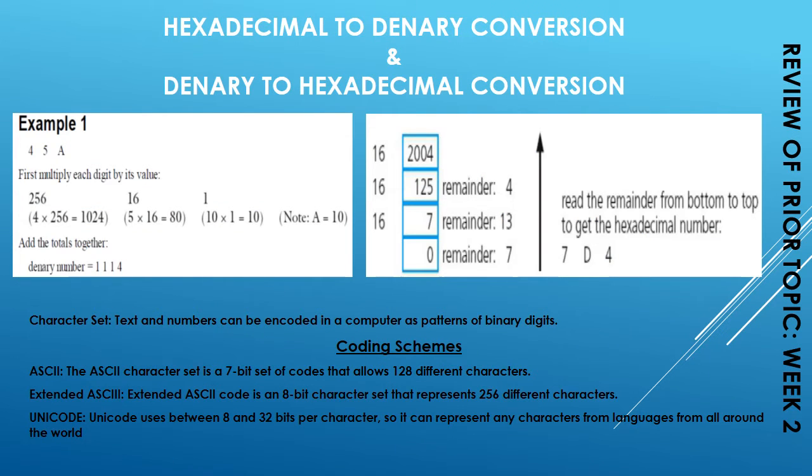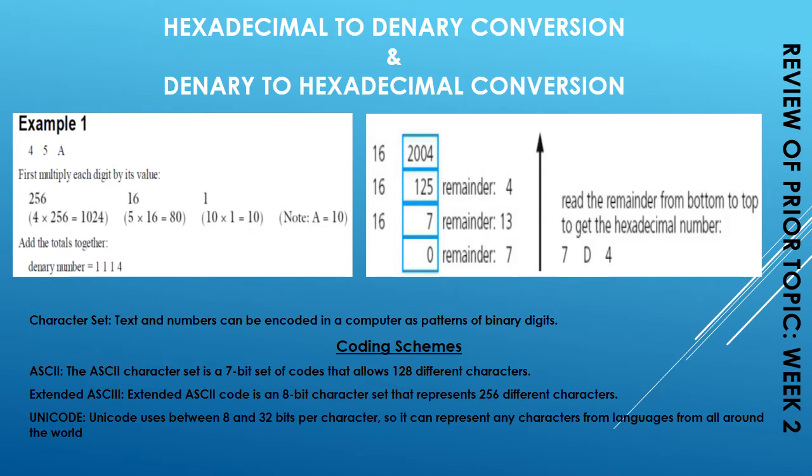Then to convert a given hexadecimal number to the equivalent denary number, we used the hexadecimal notation method. So in example 1, the question is 45A. We will first multiply each digit with its value, that is its hexadecimal notation value. We will add the totals together to get the equivalent denary number.